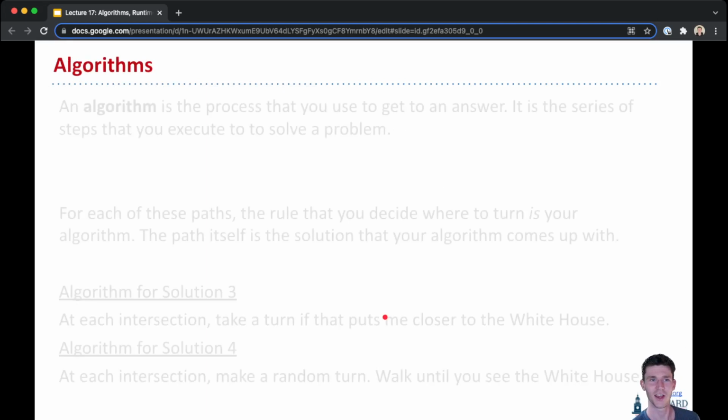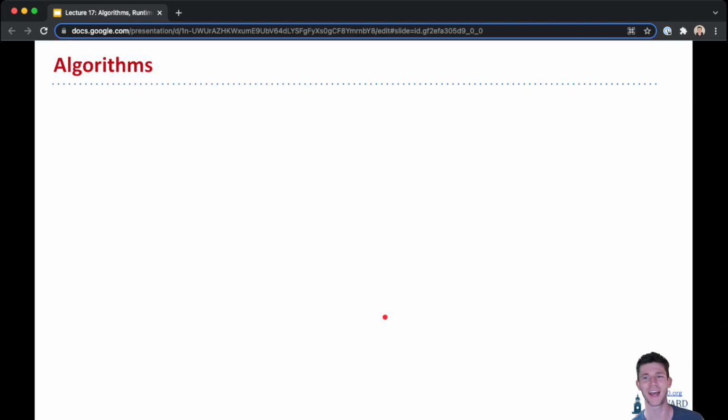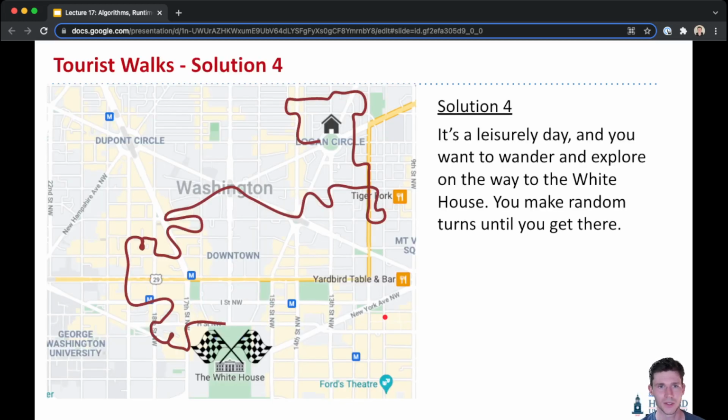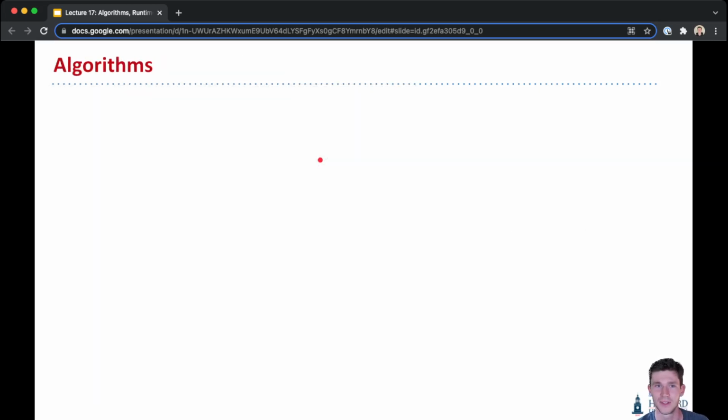So, how did you come up with your path? That's my question for you. Was it one of the four that I suggested here that I came up with? Did you have a different path? How did you come up with it? This is where algorithms come in. An algorithm is the process that you use to get to an answer. So it is like this series of steps. And in particular, maybe the algorithm that I had here was at every intersection, I'm going to make a random turn. That is one possible algorithm.